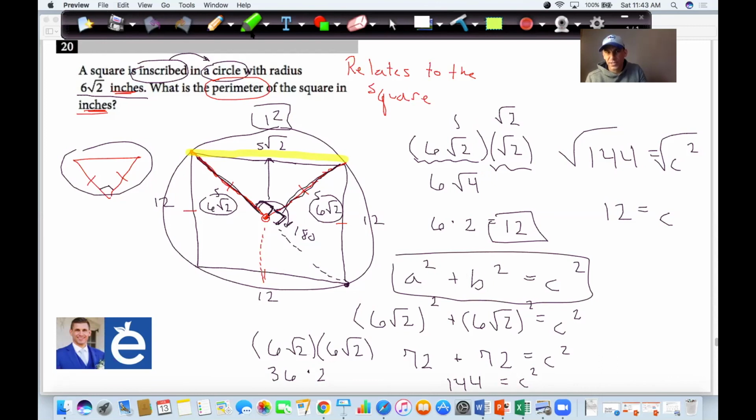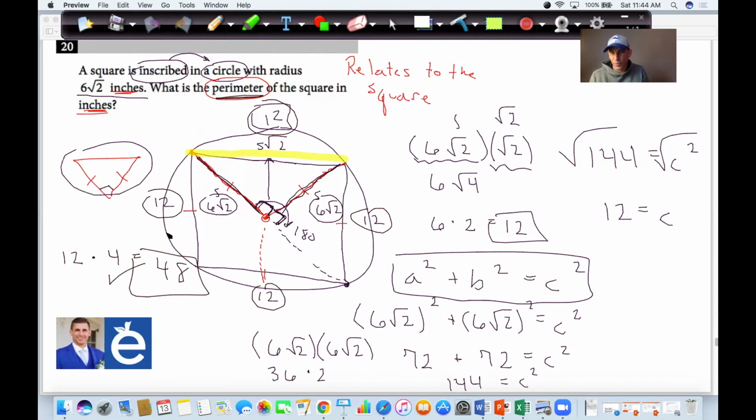Now, am I done with the problem? No, right? Here's the reason why I'm not done either way: I noticed that I have 12, 12, 12, and 12, because it's asking for the perimeter of the square. So I basically have to do 12 times 4 because I have 4 different sides, and 48 is my answer. So 48 will be my answer for this problem here, and I did my best to show you 2 different ways to do it, whether it's special right triangles or indeed the Pythagorean theorem, okay?